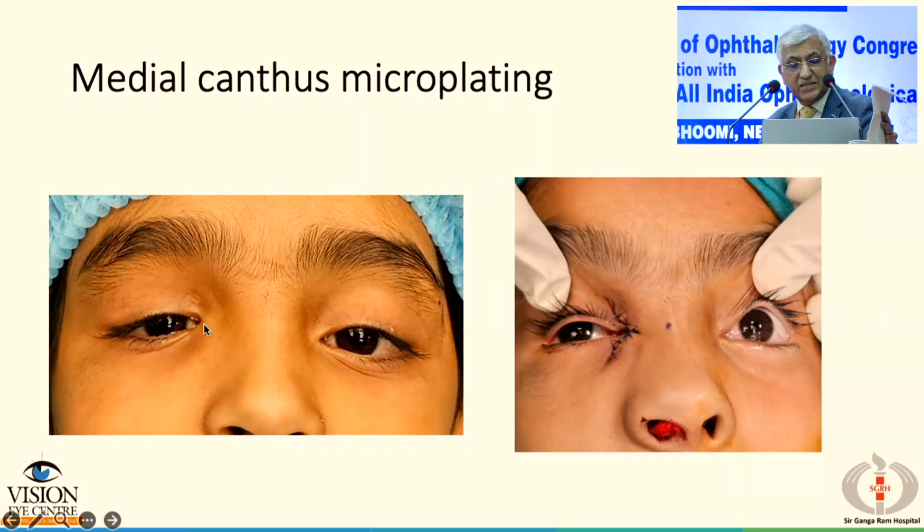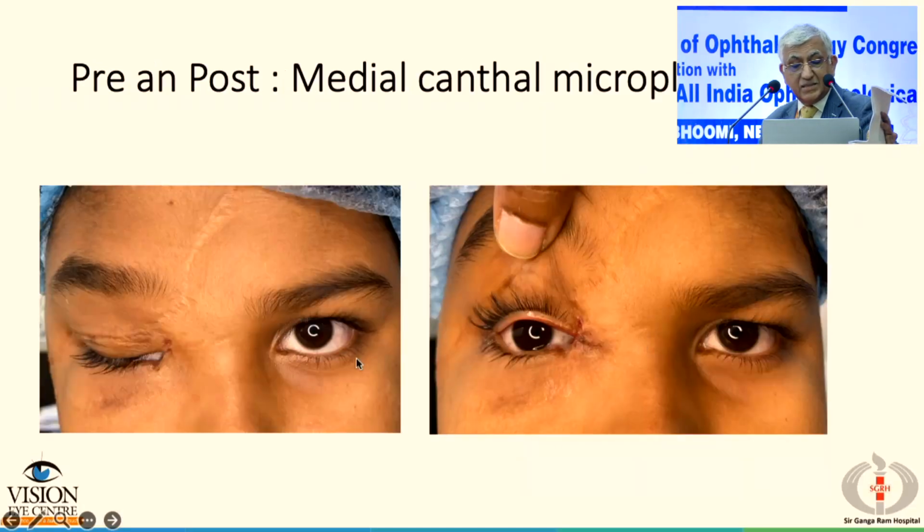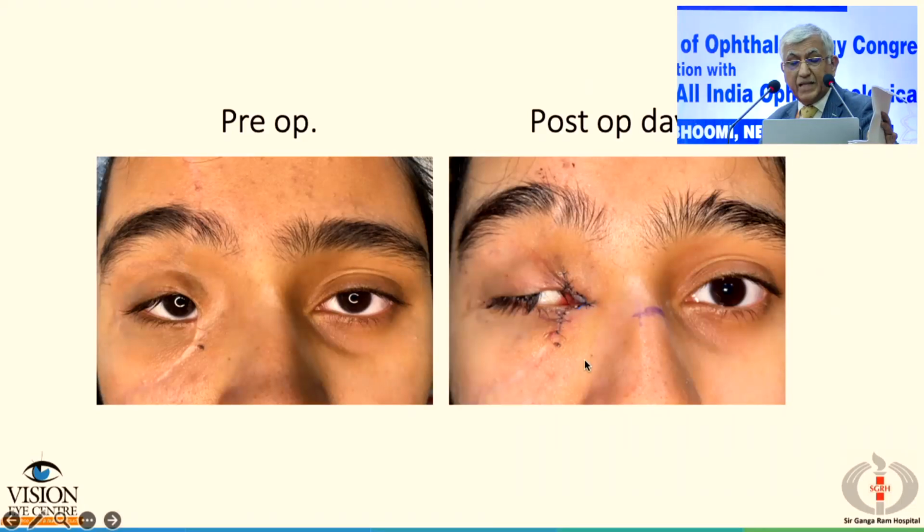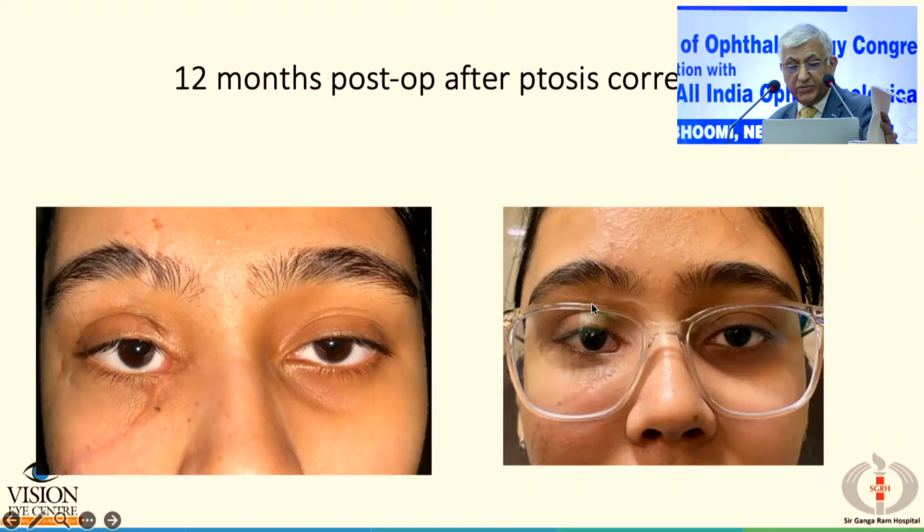This grossly displaced medial canthus can be repositioned. This is the example of a pre and post-op appearance, where you have a gross deformity, you are able to improve it, and then day one, this is what you see, and when you have done the ptosis correction as well, you can restore this to a much better position.